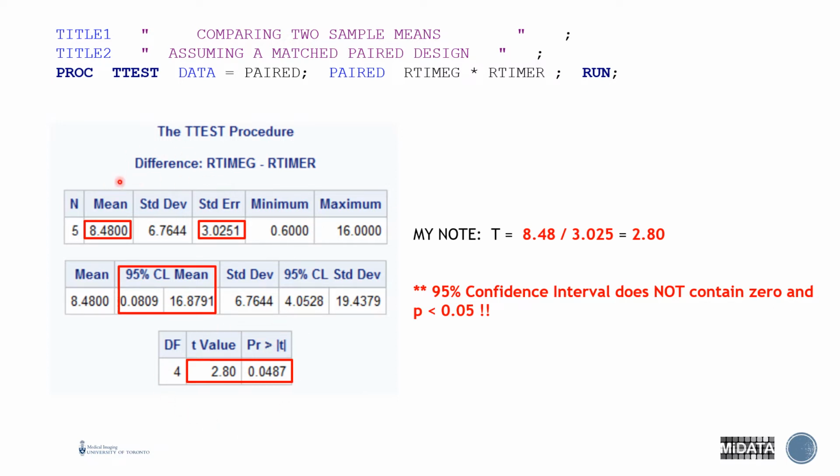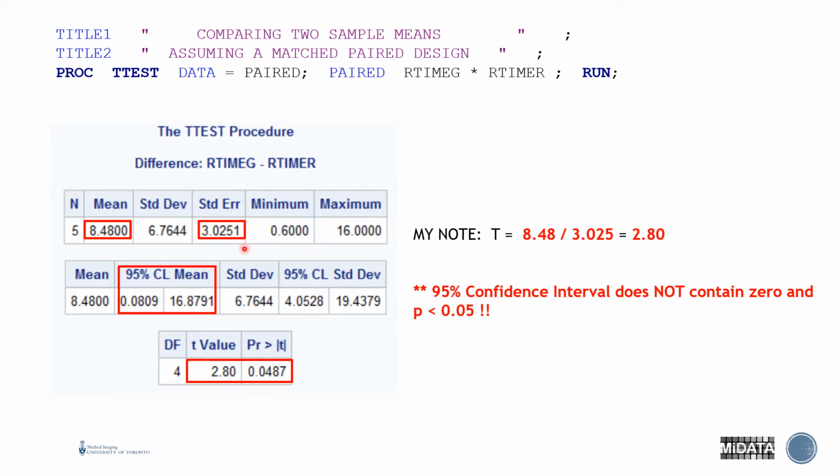Now let's look up here at the mean. So this is the mean difference. Here's the standard error. Okay, and you remember from the unpaired analysis, your standard error was about 13.